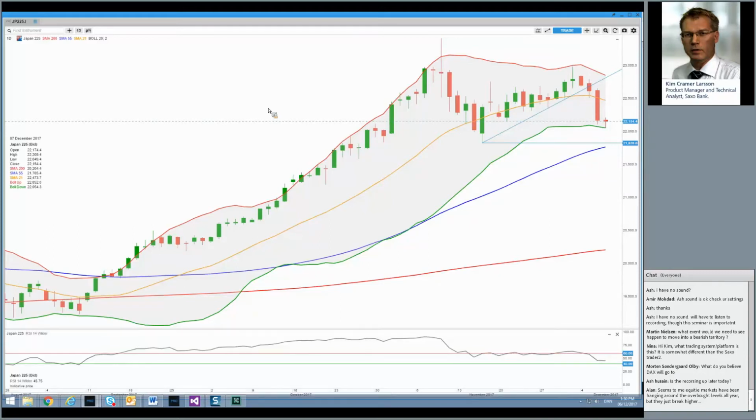Yeah, there's Alan here. Seems to me equity markets have been hanging around the overbought levels all year, but they just break higher, and it's true. And the thing about being overbought and oversold and divergence and imbalance is that imbalances can actually go on for quite some time. Just because something is overbought or oversold for that matter, if something is overbought, it can still go up. It's just a warning sign.